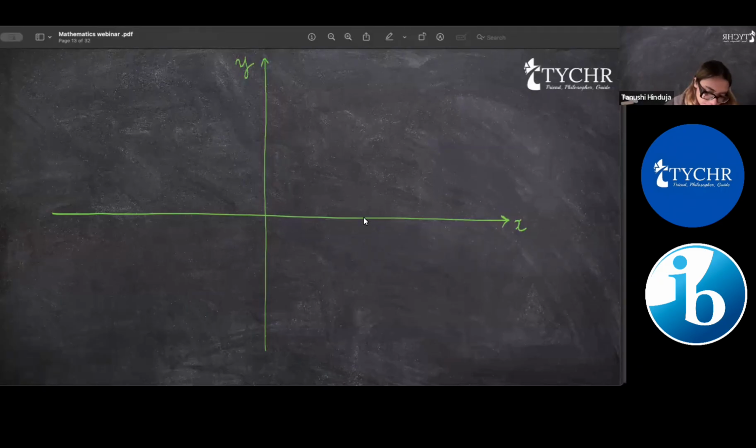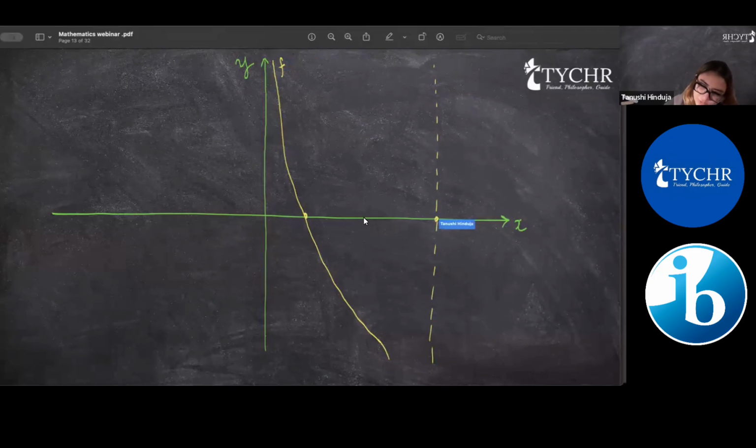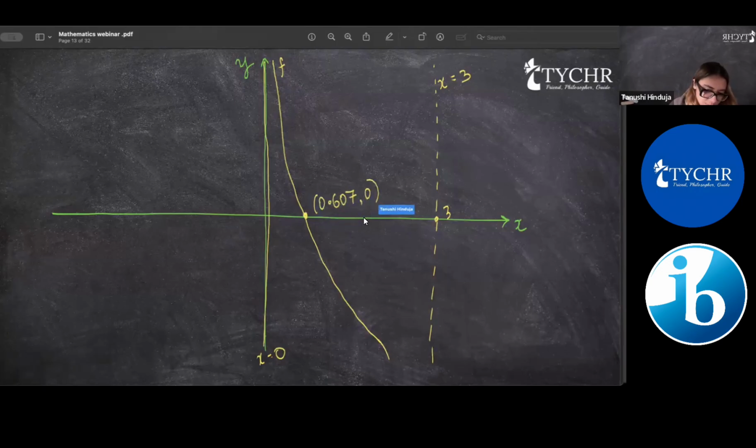So you'll see the graph of f would somehow look like this. This is f. It has a vertical asymptote over here at x equals 3. x equals 0, that means the y-axis, is also an asymptote. And you'll have to mark the x-intercept here. That would be 0.607, 0. And that would be your graph for f of x.